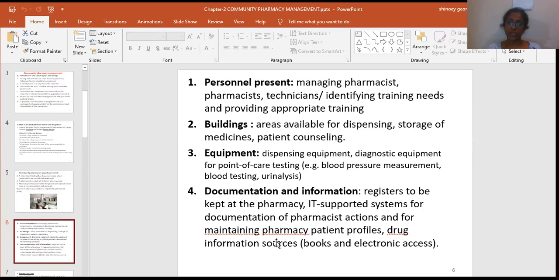There should be sufficient equipment to measure blood pressure, like a sphygmomanometer, or to measure blood sugar, a glucometer should be available. Finally, all community pharmacists should be able to tally whether they are running in profit or loss. For that, proper documentation and information has to be provided, like how much quantity of drugs has been purchased by the community pharmacy and how much quantity has been sold to the patients.